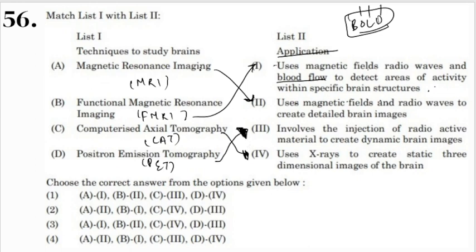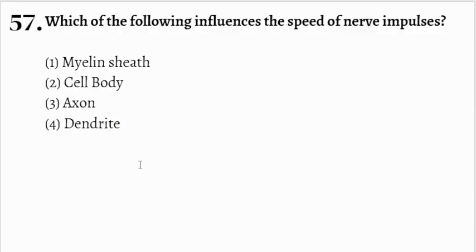So A is for 2 and B is for 1. A is for 2, B is for 1, C is for 4. Okay, which gives us our answer. 2 is our correct answer here. Very well done to all of you who answered correctly. Moving ahead to question number 57. Which of the following influences the speed of the nerve impulse?